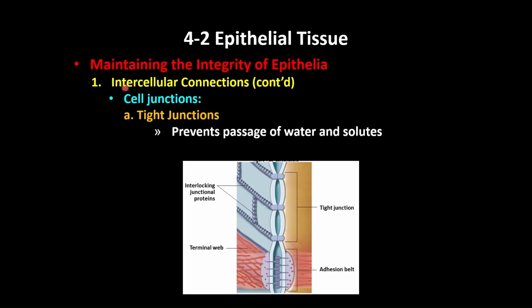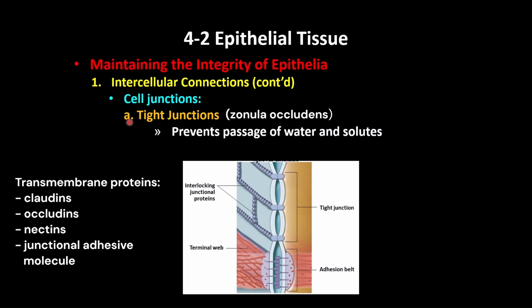Okay, so we are still on intercellular junctions. The second mechanism is called cell junction. There are three different types of cell junctions. One is called the tight junction. Here you can see that this is one cell membrane, and here is another cell membrane, and they are connected with each other with these proteins. These are the tight junction proteins. It prevents movement of fluid from one side to the other.